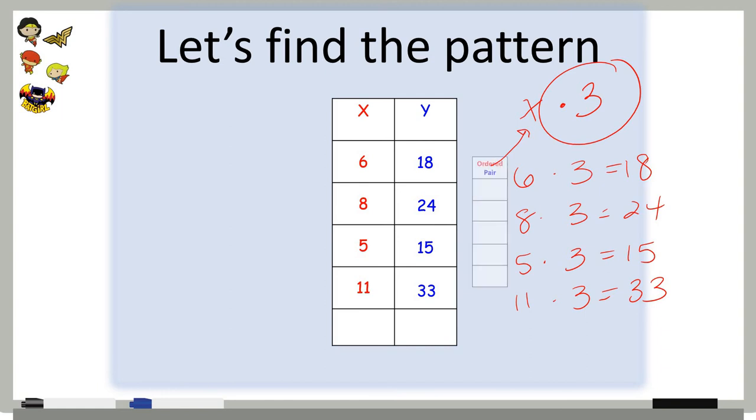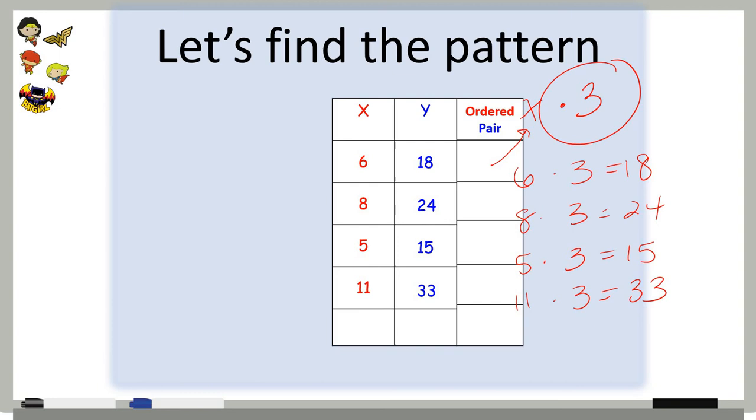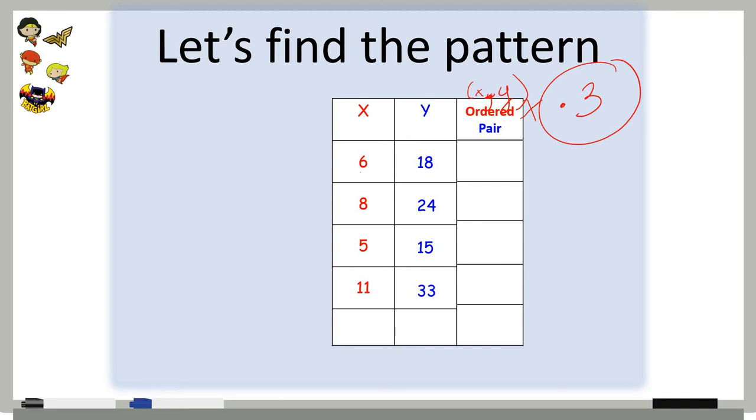So now we're going to take this and we're going to actually turn these into ordered pairs. So in order to turn these into ordered pairs, all I have to do is take my input and my output and put them in an ordered pair. So to do that, I have to remember that my inputs are my x values and my outputs are my y values. And when I make an ordered pair, it's always x, comma, y. So here, 6 is my x, 18 is my y, and then I have to put them in parentheses. Next one, 8 is my x, and 24 is my y, and I put them in parentheses.